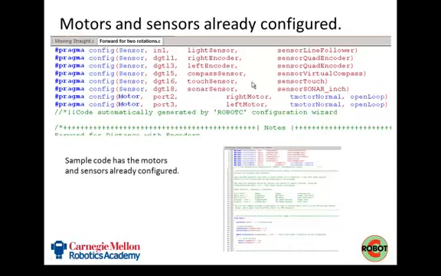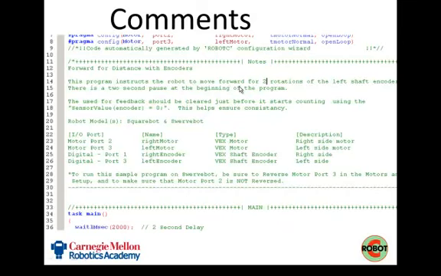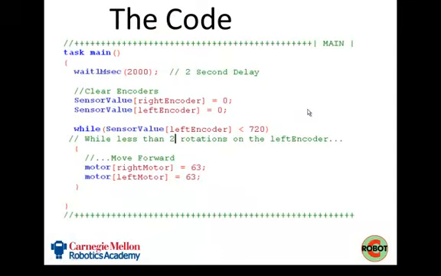The nice thing about using these particular programs is they are already configured for you. The sample code that we will be using, we'll be able to use a light sensor, encoders, compass sensor, touch sensor, sonar sensor. The code also has all of the comments, so that if you're brand new to programming, you can actually take a look at the comments, and the comments will allow you to learn what the program's going to do. And then this is the actual code.